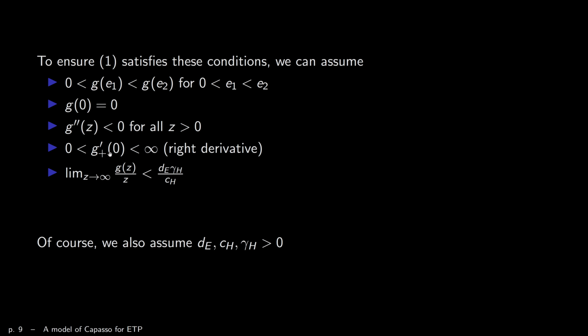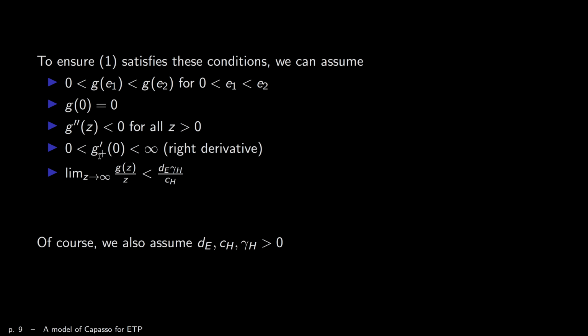Finally, there are two very technical assumptions. This is just saying that the right derivative, if you take the derivative of the function, which is typically not defined for negative numbers, when you evaluate the derivative at 0, is a finite positive quantity. That means the curve at 0 of g, the incidence function, is initially increasing.